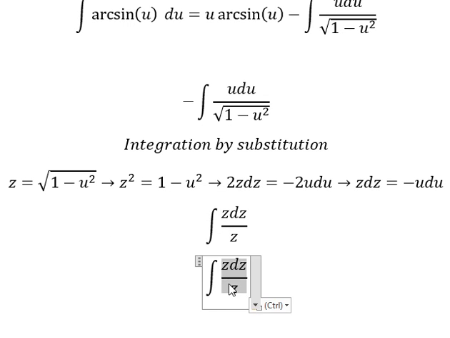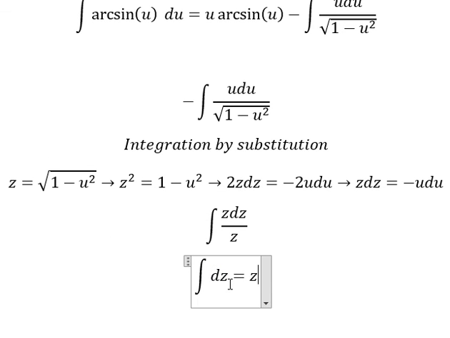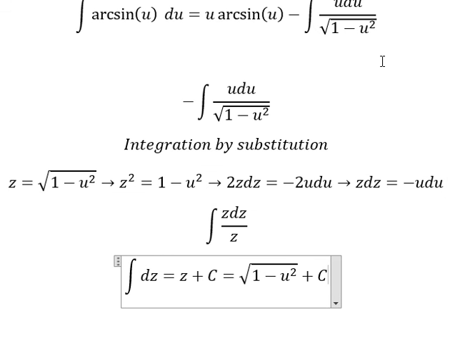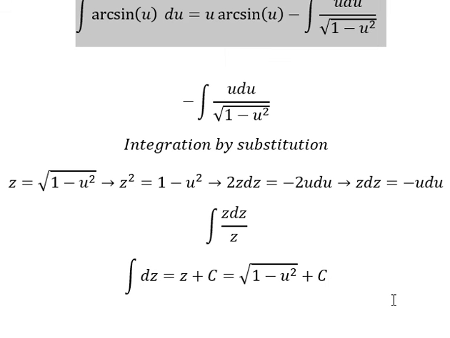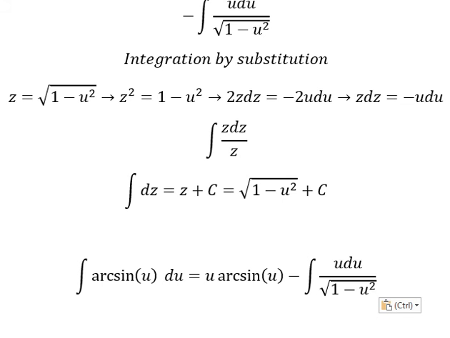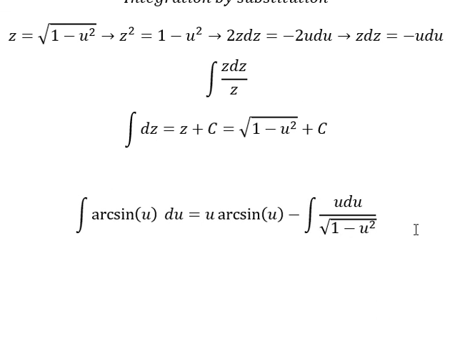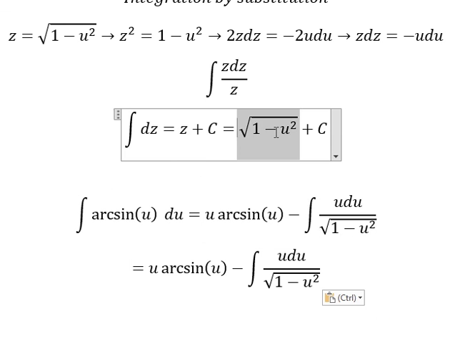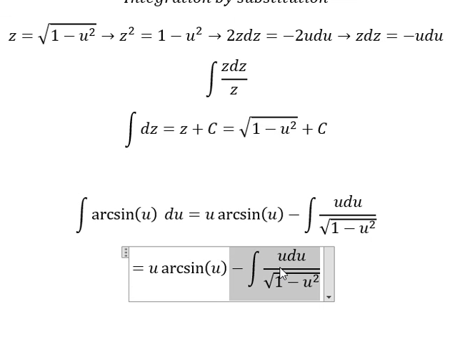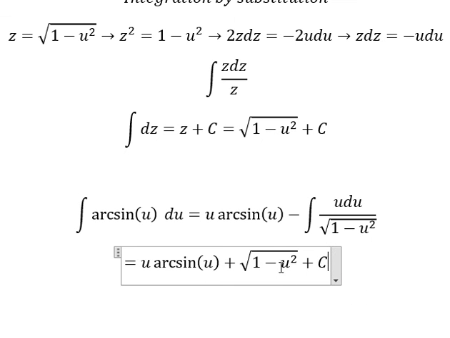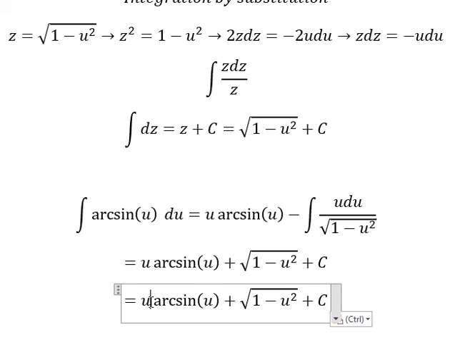We simplify and we have z plus c. About z, that's this one. And now we return back to this one in here. So we will have negative in here with this one, and we have positive square root of 1 minus u square plus c. About u, that's e to the power of s.